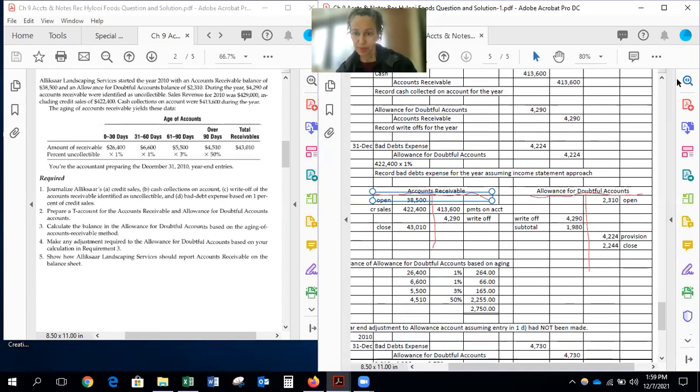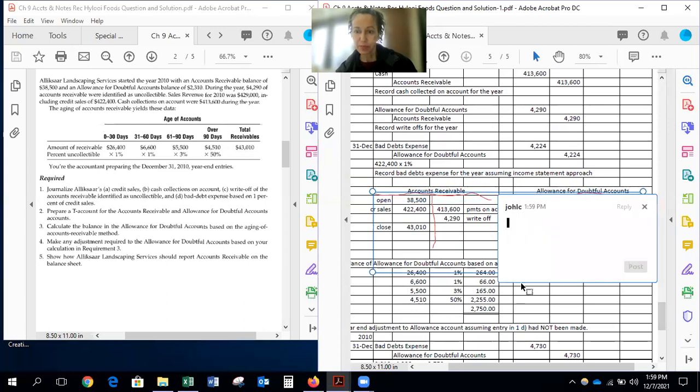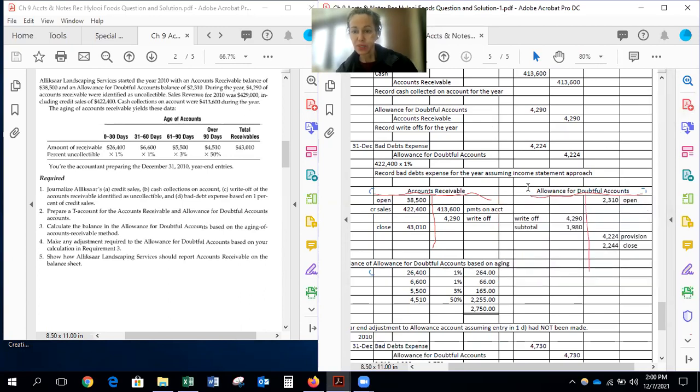Okay, so let's close that. So you can see here, here's accounts receivable. There's my really squiggly T account. I should have used that straight line function. So our opening was 38.5. It was given to us. Our credit sales, debit accounts receivable, credit sales was 422. We subtracted the payments on account for 13, and we also had a write-off, 42.90. So the closing balance is $43,010.